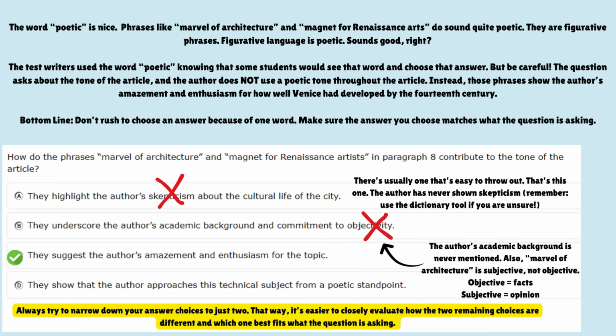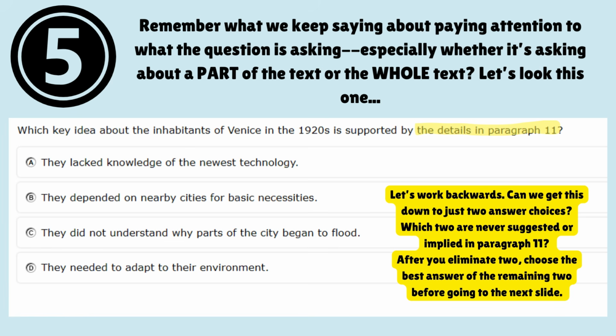All right, we're over halfway there. Let's go to question 5. Remember what we kept saying about paying attention to what the question is asking, especially whether it's asking about a part of the text or the whole text? Okay, so let's look at this one. Which key idea about the inhabitants of Venice in the 1920s is supported by the details in paragraph 11? Okay, so details in paragraph 11. That's our focus, the details in paragraph 11.